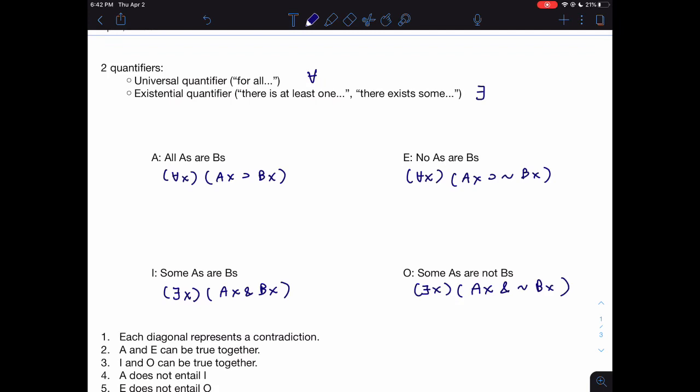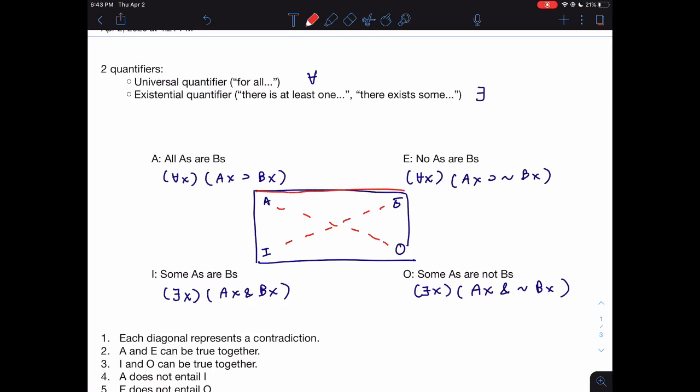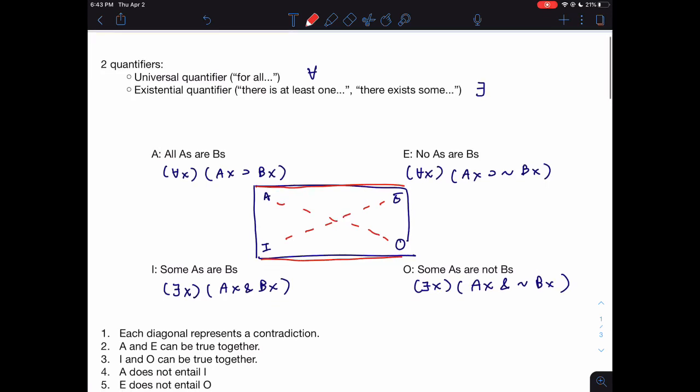And Aristotle represented them in this kind of rectangle. It's really hard to draw on here. He represents this rectangle where we have A over here, E over here, I over here, and O over here. And he thought that the rectangle was helpful because there were some interesting relationships between the diagonals, as well as the relationships across and down. Okay, and here's what they were.